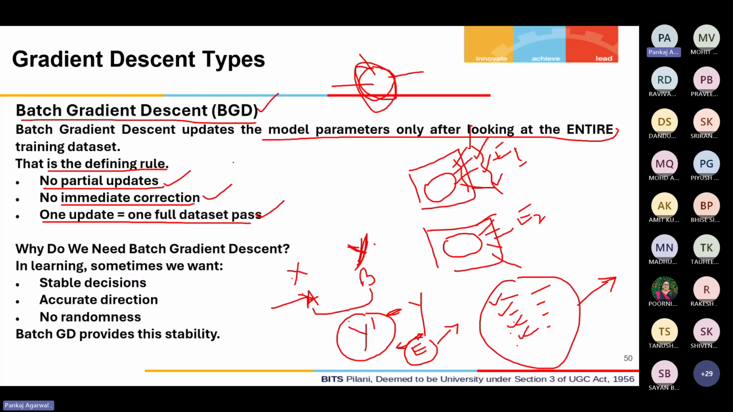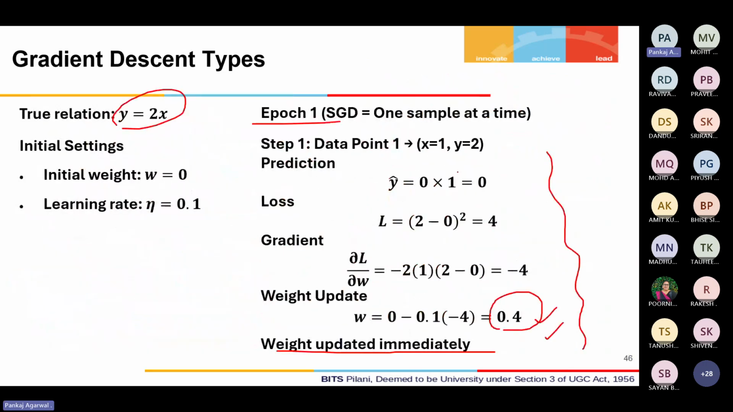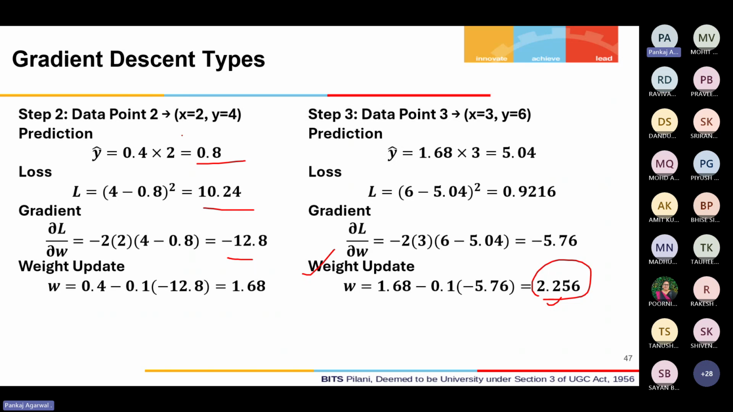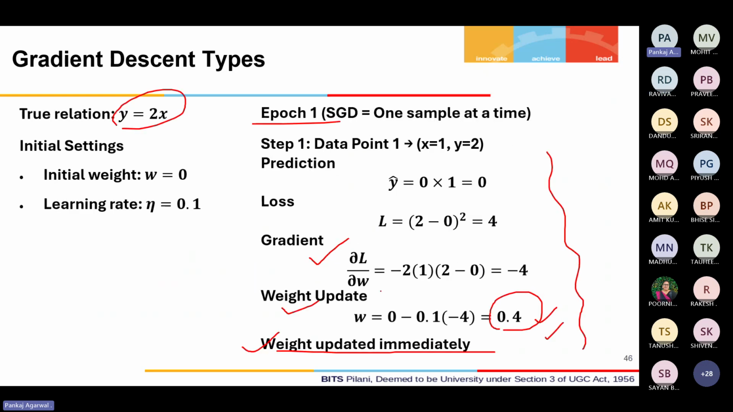Let's come to the previous example. What we did was the stochastic version. For the data point I took, I calculated the gradient and did the weight updation rule right away. Did you get the difference? I updated the weights immediately. I did the gradient, I calculated the weight update also, then I went to data point 2. So here the weight updation was done immediately for the same data point.